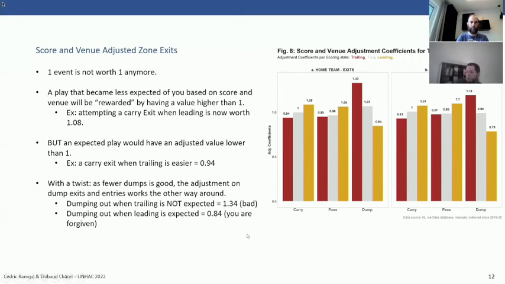And for dumps, we just have to turn things around a bit, as fewer dumps are always better. So dumping the puck out when you're trailing is less frequent, which means it will now be worth 1.34. But if you're dumping the puck while leading, as it is more frequent, the adjustment is now only 0.84. So we can say that you've been partly forgiven for using dumps instead of controlled exits.